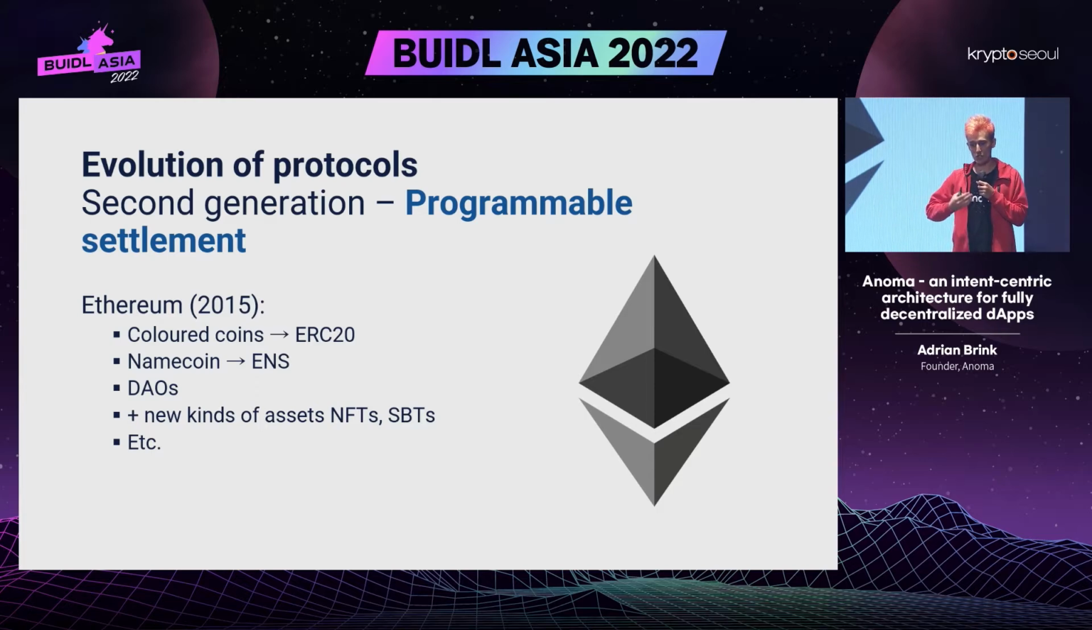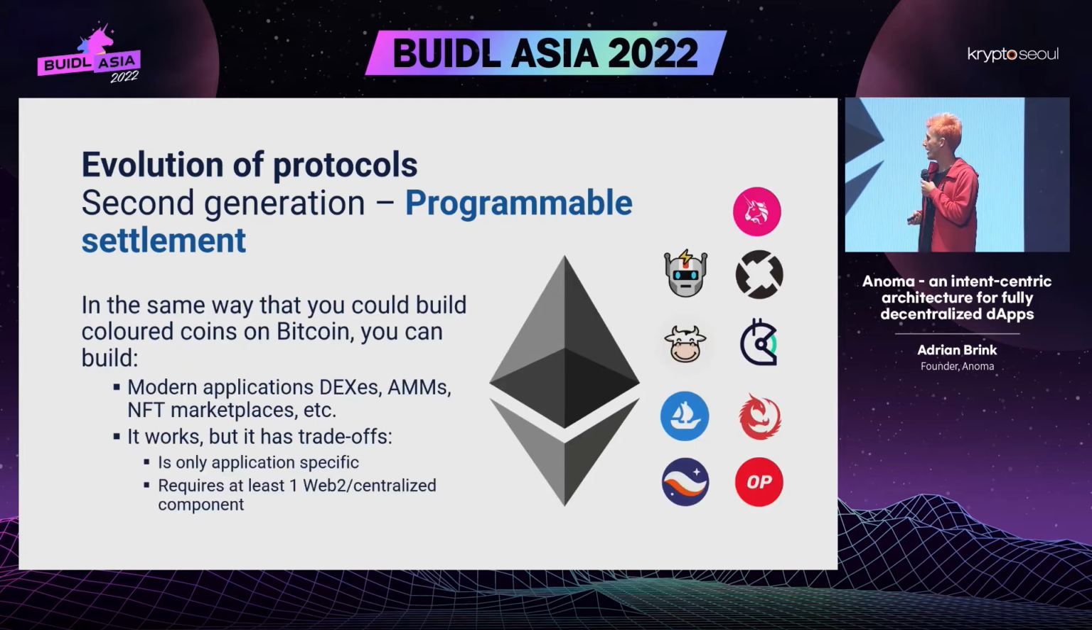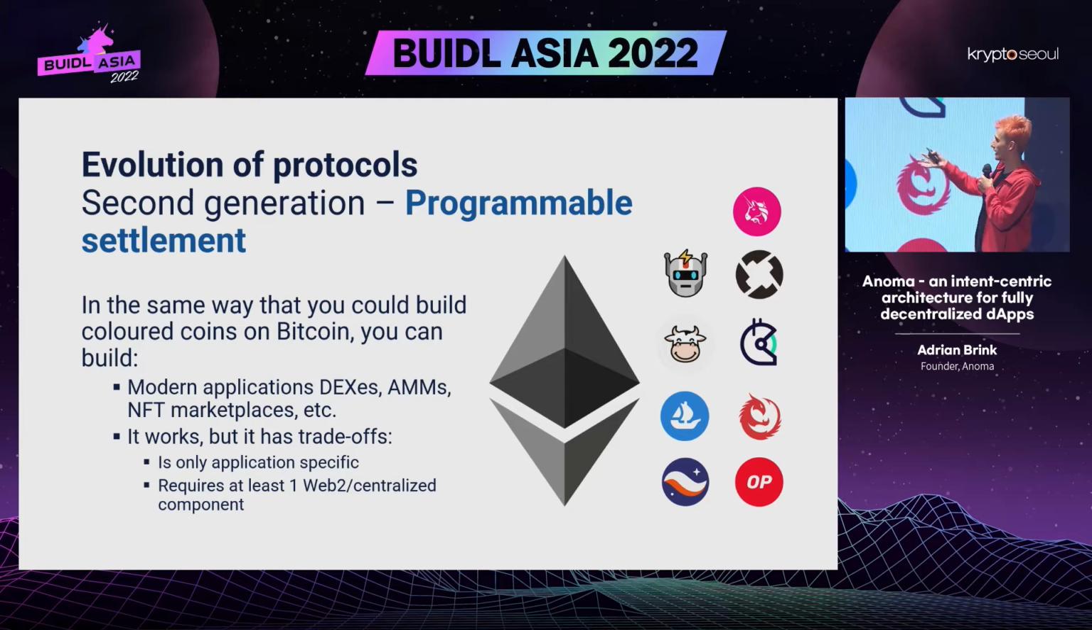But we didn't think of all the future applications that would fall out of having a very general programmable settlement architecture. So we got DAOs, we got new kinds of assets like NFTs and soul-bound tokens. We also got a bunch of other modern applications that we didn't think about when Ethereum was created, but which all of a sudden became doable. I think good examples here are modern DEXs, AMMs, NFT marketplaces.